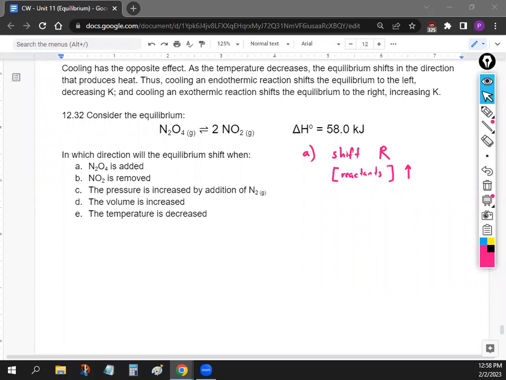All right, so let's talk about B. If you remove nitrogen dioxide, which way is equilibrium going to shift? Who thinks left? Who thinks right? All right, you guys are all right. It's going to shift right. Why? Because you're decreasing the product concentration, right? And so that means it's going to shift right in order to compensate.